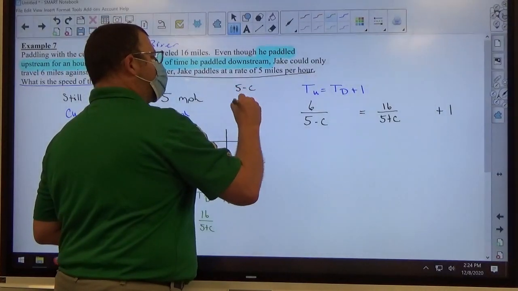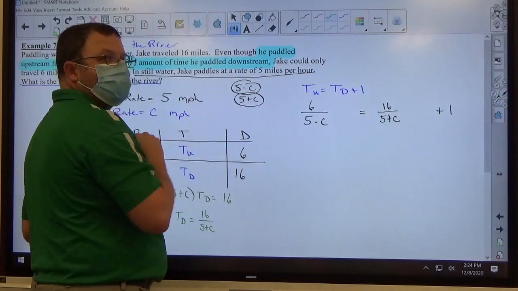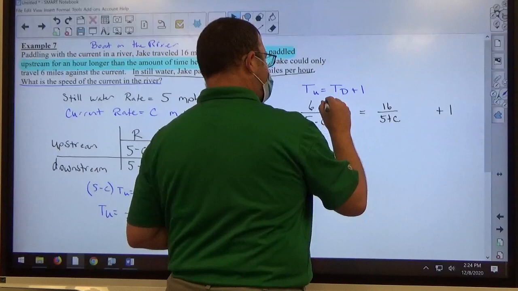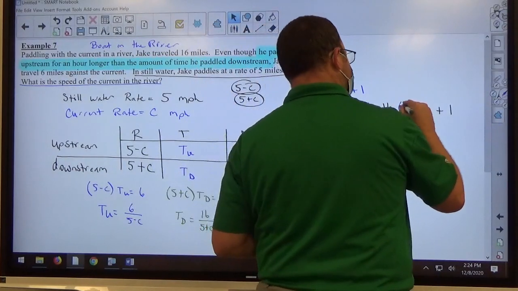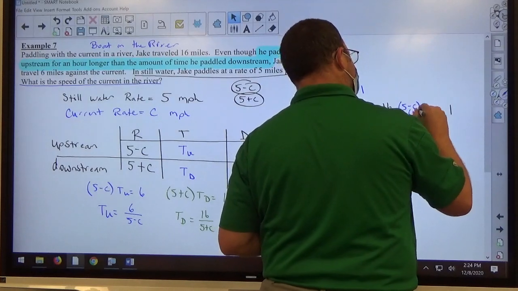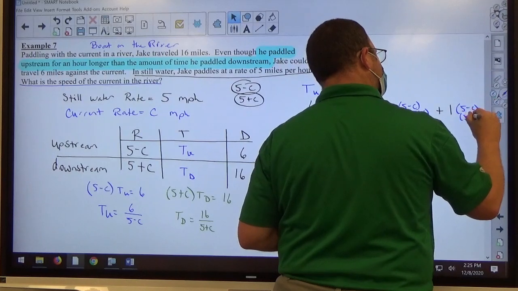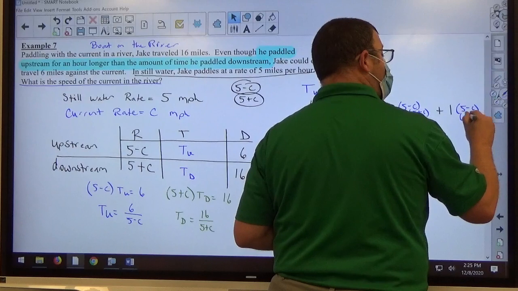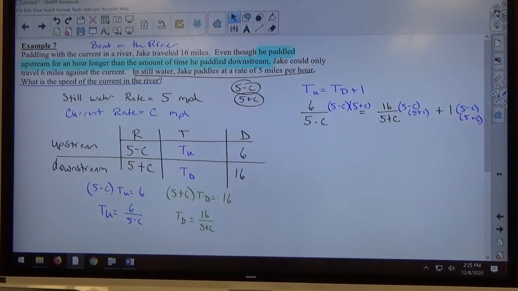And you'll notice that 5 minus c and 5 plus c are completely different objects, right? So the least common multiple is simply the product of those two things. So I'm going to multiply each object by 5 minus c times 5 plus c. Do be aware that 1 is still part of the problem, so 1 is also being multiplied by it even though it's not a fraction. So each and every term, fractions, non-fractions alike, all get multiplied by that common denominator.